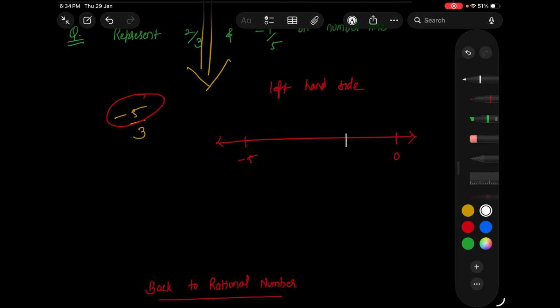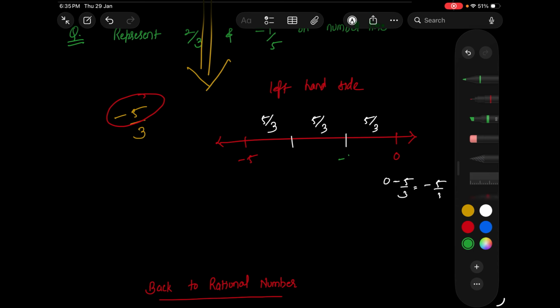Now we divide this segment into 3 equal parts. So this must be individually 5 upon 3, this must be individually 5 upon 3, and this must be individually 5 upon 3. That's correct. Now we have to denote minus 5 upon 3. So from 0 we subtract 5 upon 3. What will we get? We get minus 5 upon 3.